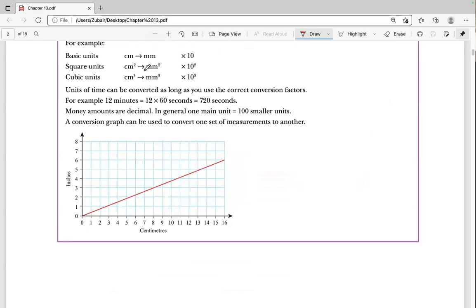One of my teachers told me that it's kind of like a staircase, that as you're going up, you're dividing, and when you're going down, you're multiplying. That's right. And what about the square units? Well, it's still going to be squared. That's right. So centimeter to millimeter is 10, centimeter square to millimeter square is 100, and centimeter cube to millimeter cube is 1,000.